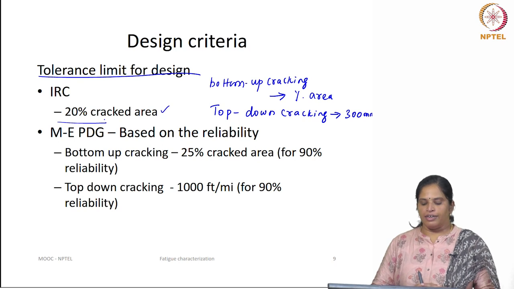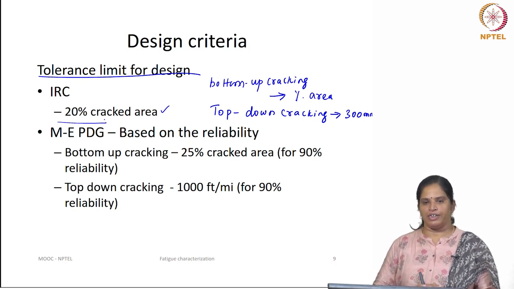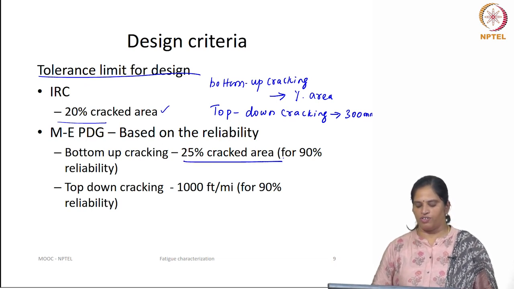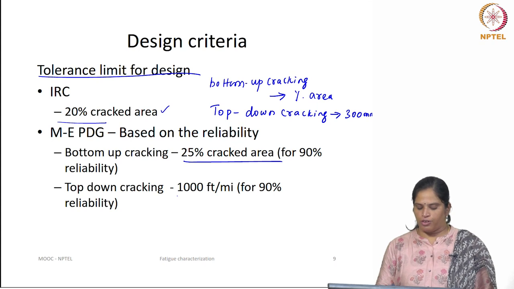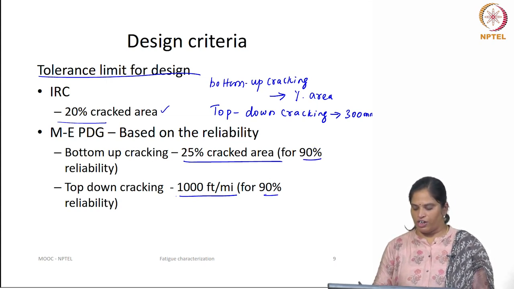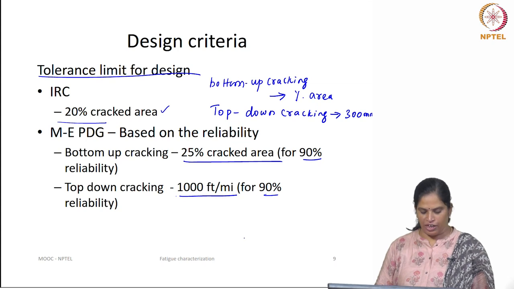MEPDG design defines a tolerance limit based on the reliability. For bottom up cracking, it is 25% of the cracked area, and for top down cracking, it is 1000 feet per mile. So, this all corresponds to 90% reliability. For a higher reliability, the value will go down, and for a lower reliability, this value can be increased.